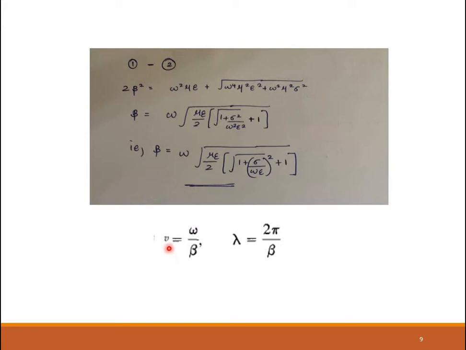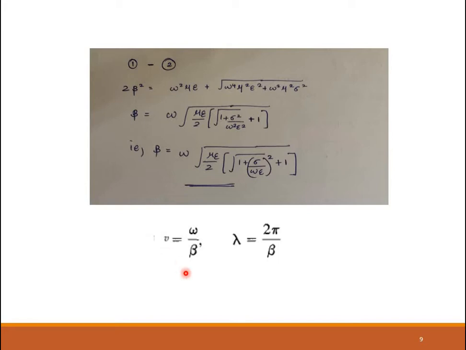Then V. What is V? V is the velocity of propagation, which is omega by beta. This was already explained in lecture 2 also. And lambda, which is the wavelength, that is defined as 2 pi by beta. The unit here is meter. Wavelength, the unit is meter. For velocity of propagation, it is meter per second.